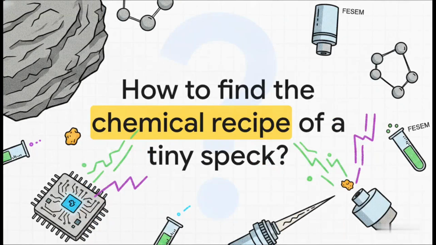Picture this for a second. If you've got a massive chunk of rock in front of you, figuring out what it's made of is, well, pretty straightforward. But how do we figure out the exact chemical recipe of a microscopic speck of dust? Or what about a tiny nanometer-scale defect on a computer microchip? When things get that incredibly small, traditional chemistry just doesn't cut it anymore. We need something infinitely more precise. And that sets up the exact problem this incredible technology was designed to solve.